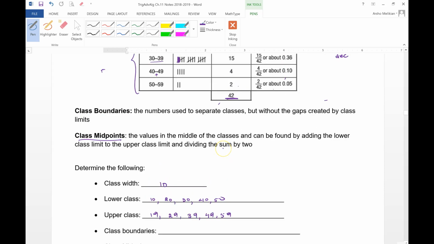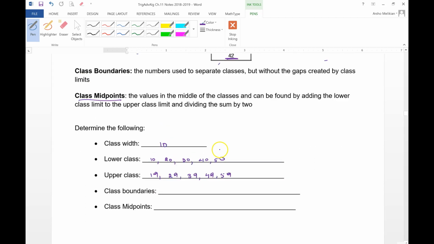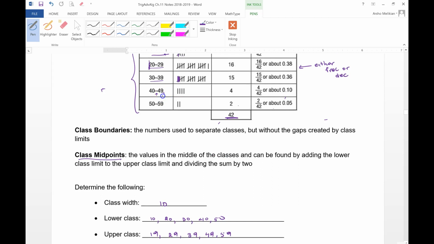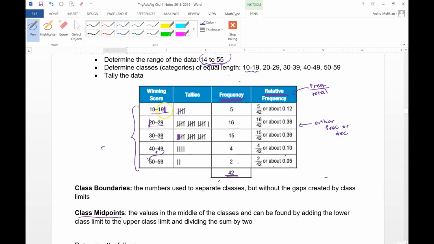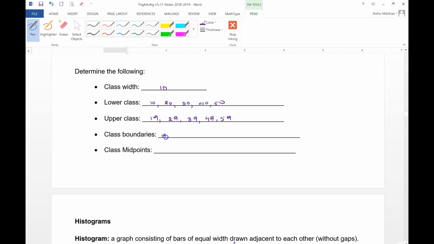The class boundaries are the numbers in between one class and another. So the one between 19 and 20, let's say, is 19.5. You know what I mean? It could be 19.1, but we usually go with the midpoint. 29.5, 39.5, and so on.